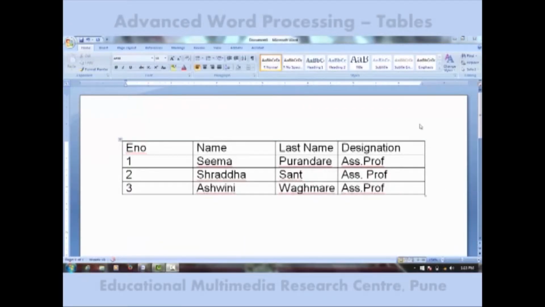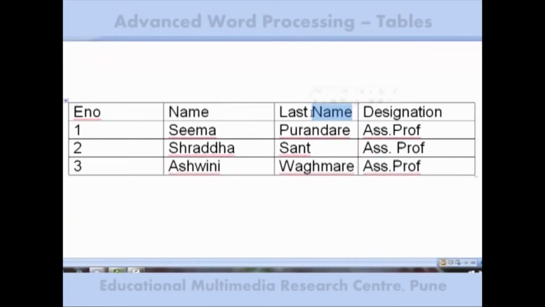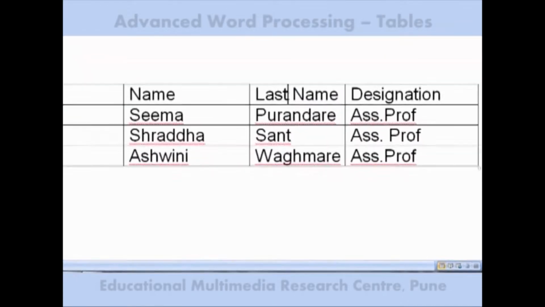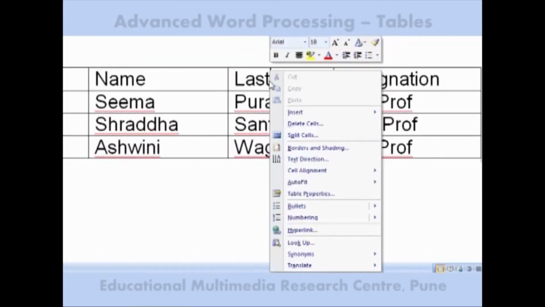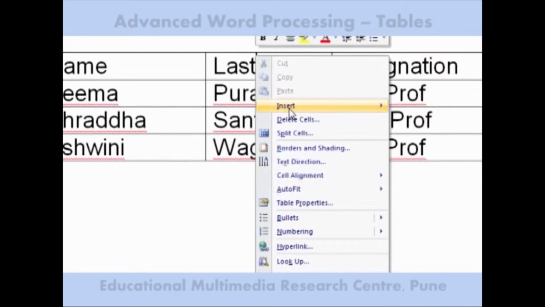But what if we want to delete a row or column? So, let us see how we can delete a row or a column. C. To delete a row or column. Step 1. Select the row or column which is to be deleted. Step 2. Right click your mouse, a menu appears. Step 3. Select Delete Cells.